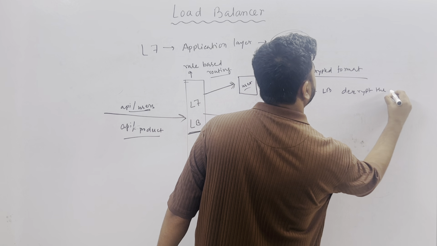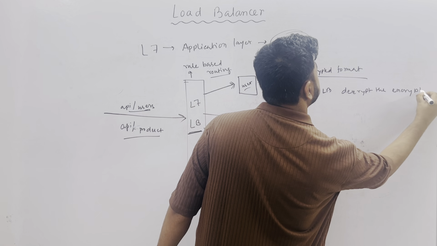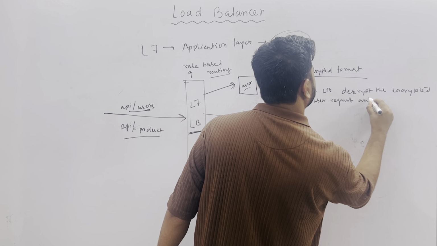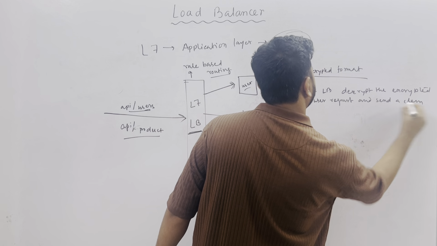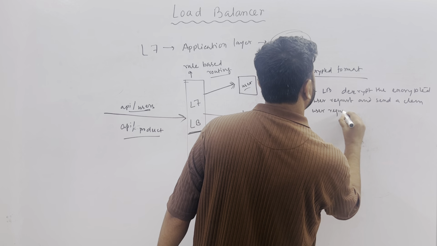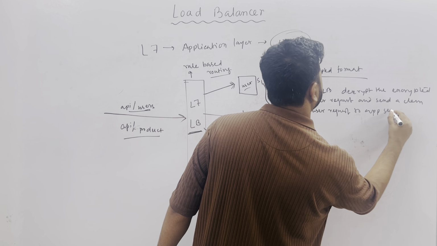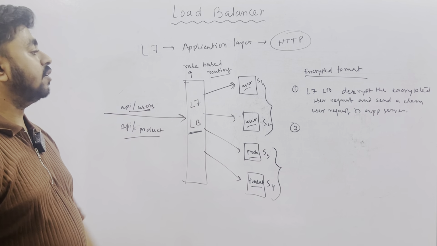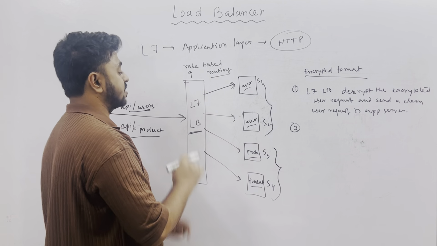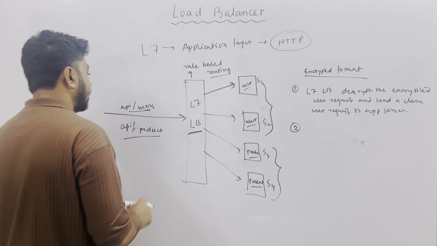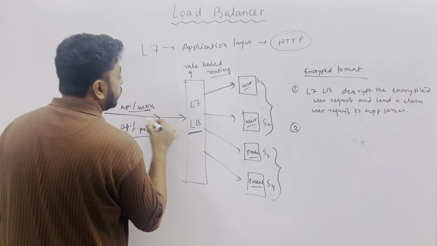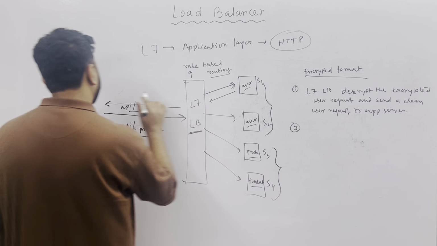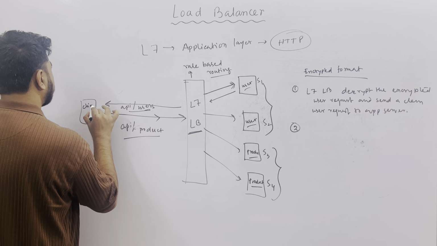It decrypts the encrypted user request and sends a clean user request to the app server. Got it? So the L7 load balancer will decrypt, and then the overhead on the servers will be very less. What is the next thing it does? We send a request, and the server sends a response. Then that response travels through our network bandwidth and reaches the client. This is the process.